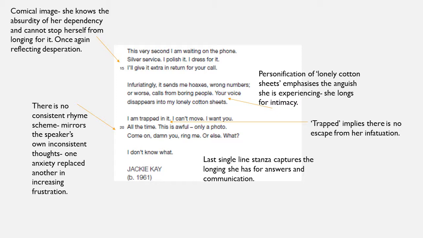She is desperate to hear from her lover, which you can tell through the really staccato effect of this broken up sentence: "Come on, damn you, ring me, or else what?" So really broken up, it reveals her fractured mindset and the fact that she is so anxious about what's happening, and she's so desperate to get a sense of closure or to get closer to, ideally, the love interest. So please make sure you've picked out at least three, 4 to 6 quotes that you could analyse in more detail in response to the question.